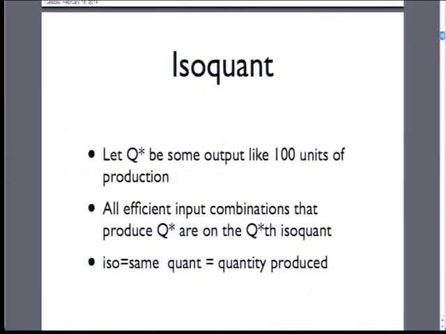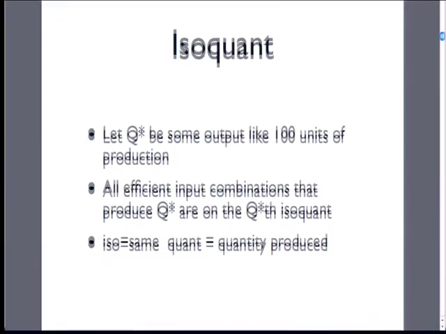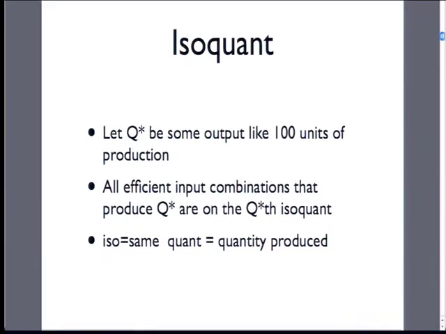So this is motivating what we call the isoquant. We're going to say an isoquant is a certain amount of output. And an isoquant is going to be a map, a graph, a curve of all of the different combinations of inputs that can produce that Q star that we've picked, a certain amount of output. The Greek behind the word, iso meaning same, quant meaning same quantity. All the different efficient combinations that produce the same quantity.